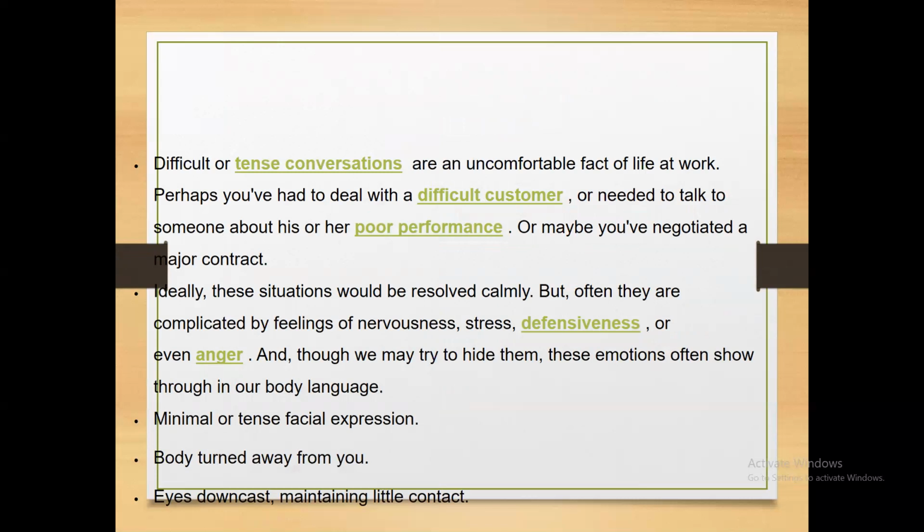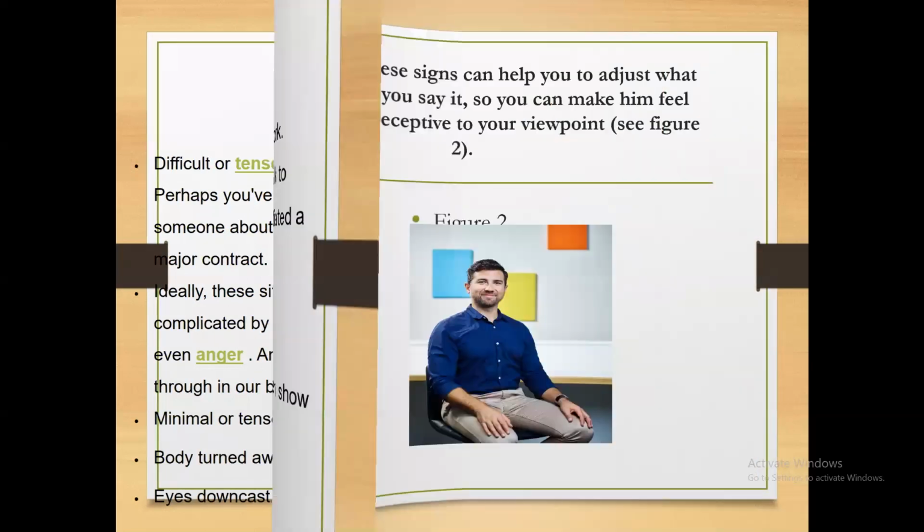Yes, you may observe tense conversation, meaning that topics are not according to the interest. Sometimes you are not in the same mental scenario as the other person who is talking to you, and therefore you may not respond according to the other person's behavior. Sometimes you also feel nervousness, stress, and defensive behavior, and even sometimes you react angrily, that is also negative body language. Minimal attempts, facial expressions, body turned away from you, and eyes downcast also show that you are not taking interest.